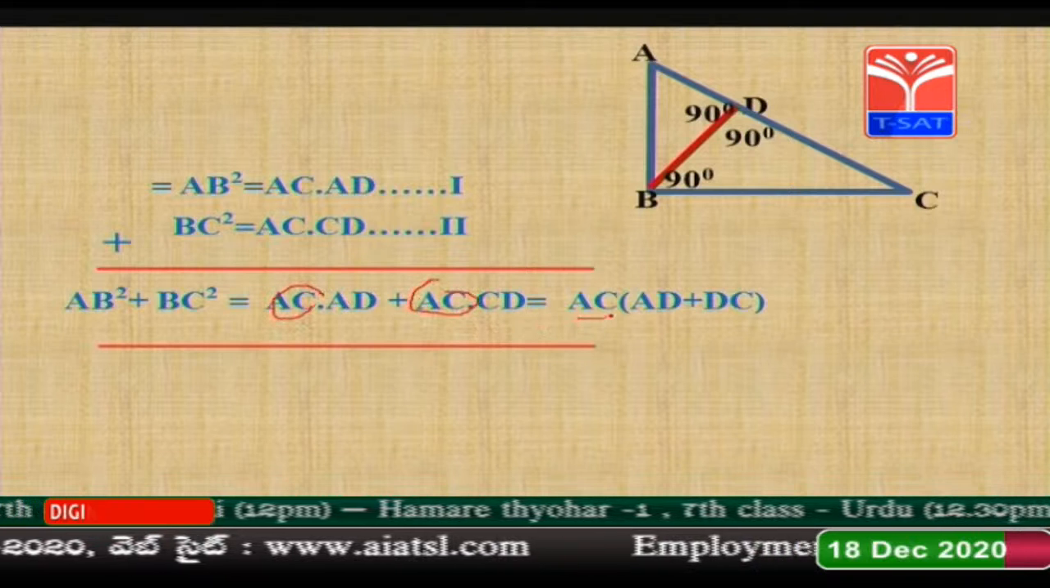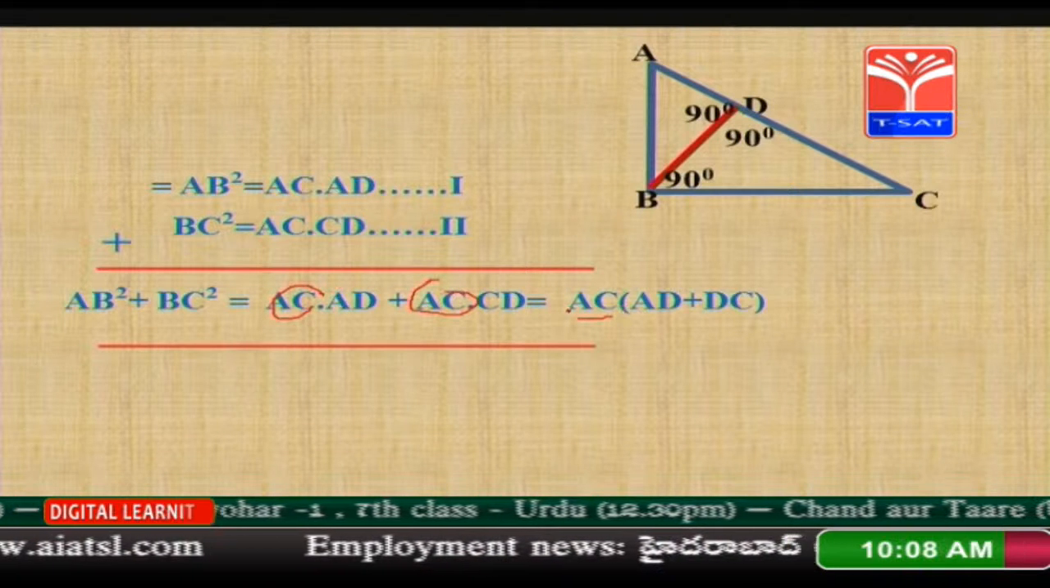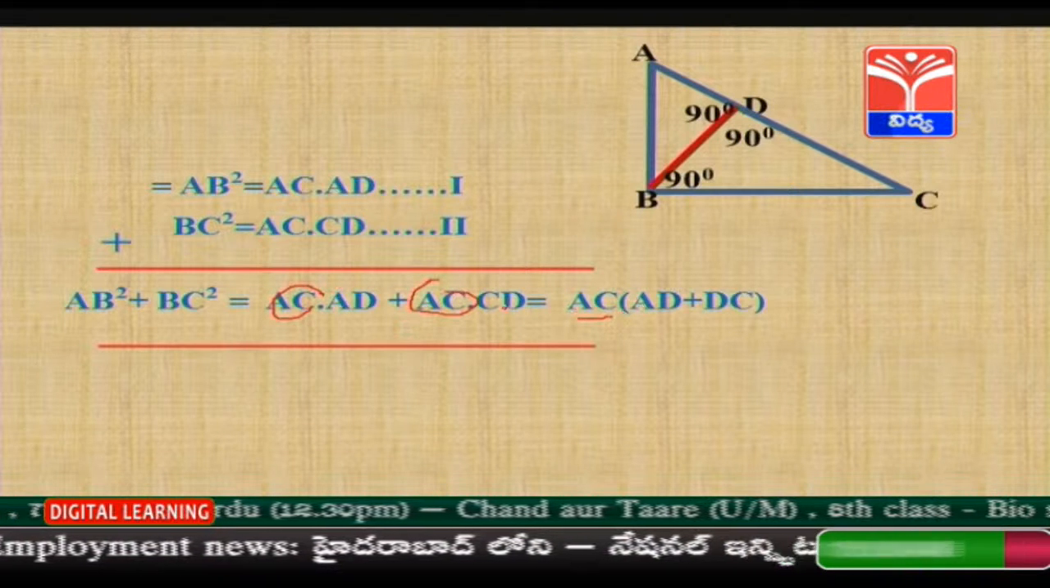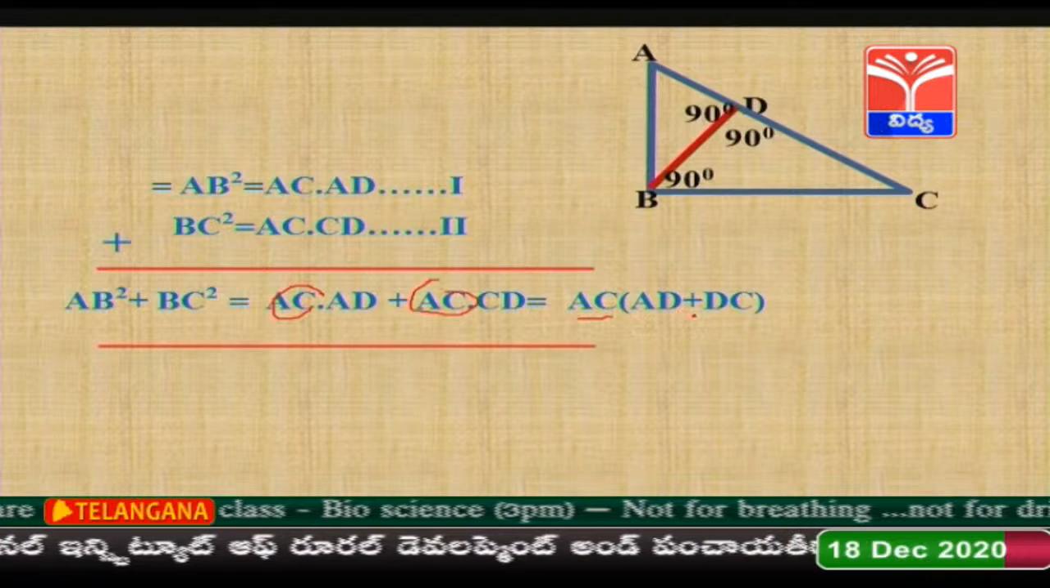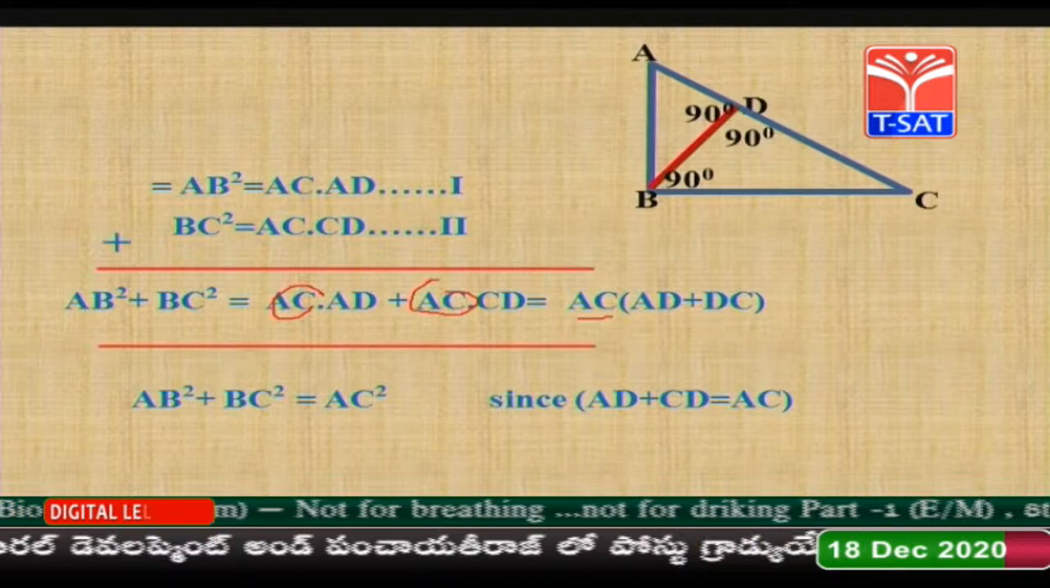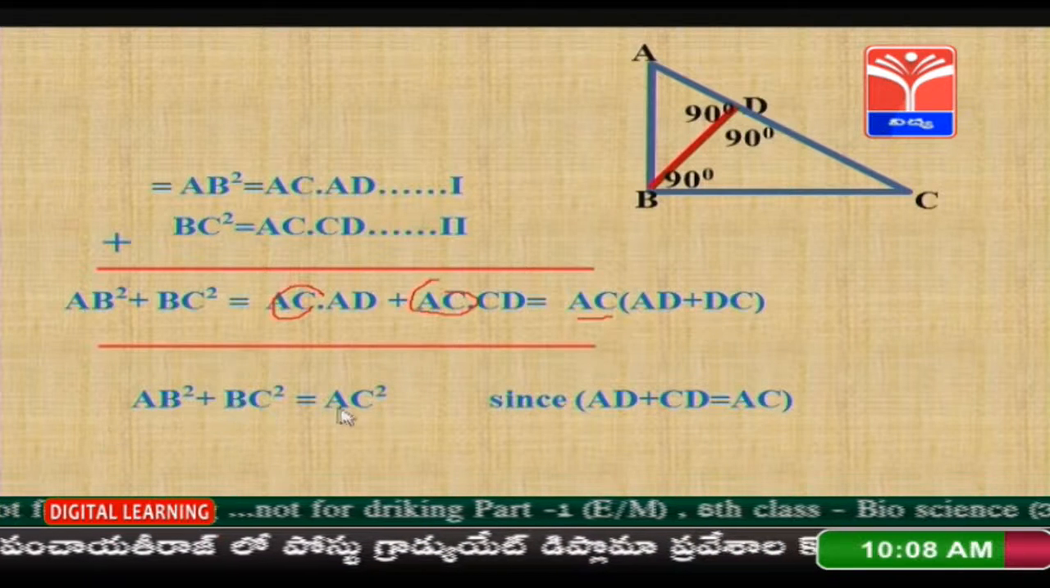Therefore, I am taking AC common here. What is the remaining quantity? I wrote in the bracket AD plus CD. Now it became AC into (AD plus CD). Now, AB square plus BC square is equal to AC square.